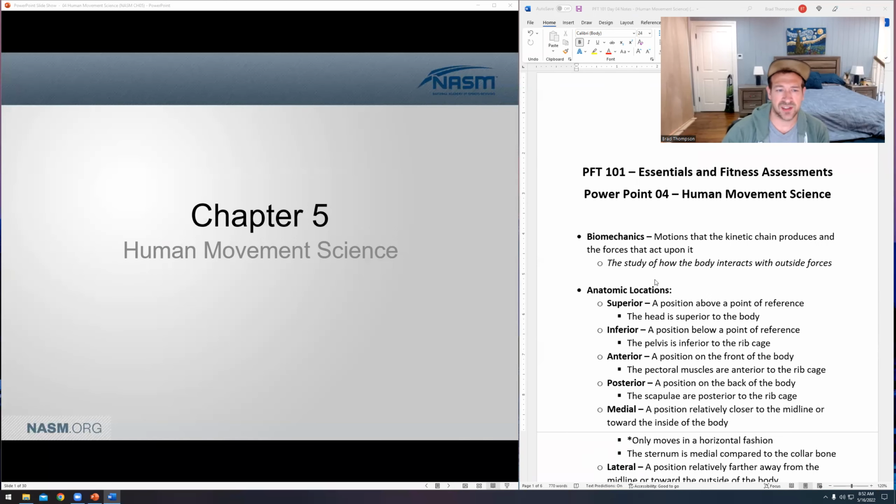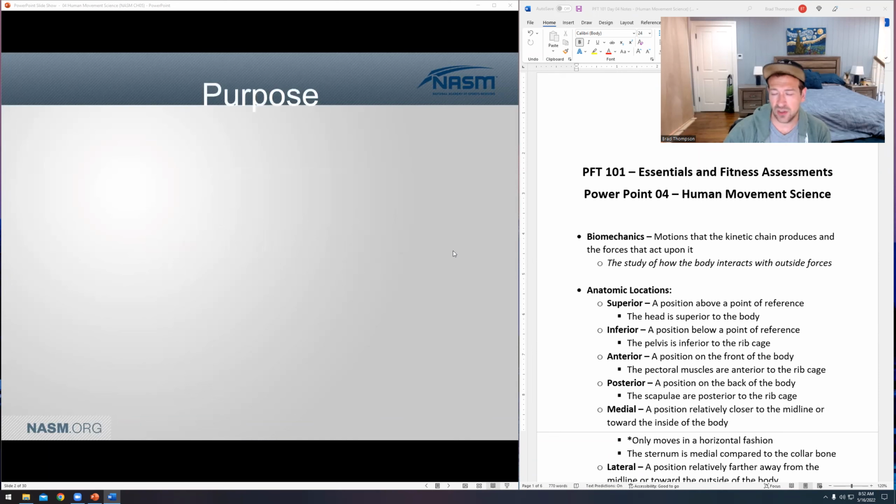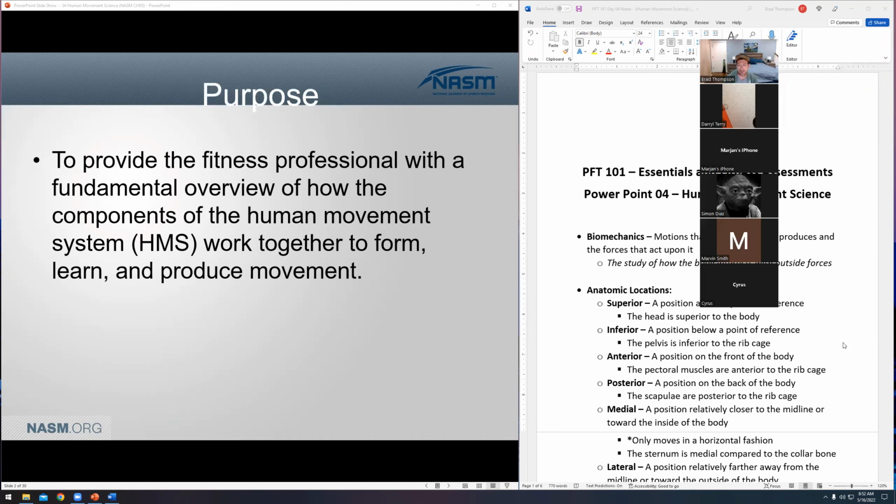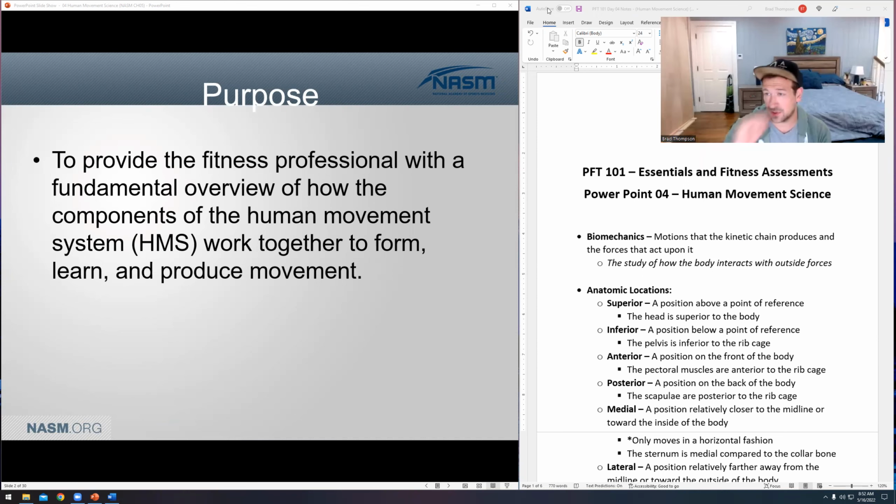All righty. So chapter 5, human movement science here. Today's lesson, we are working our way through understanding some biomechanics, how our body is designed to move. We're going to start talking about some of these working pieces. We've gone through a little bit about the muscular system and the skeletal system and the nervous system. That's our overall kinetic chain.